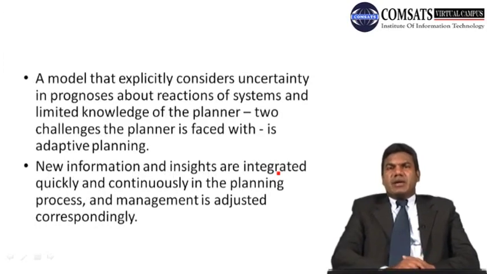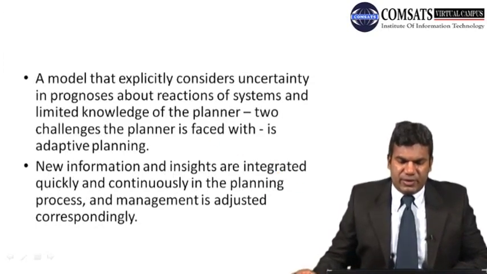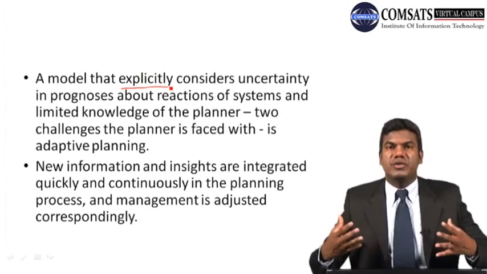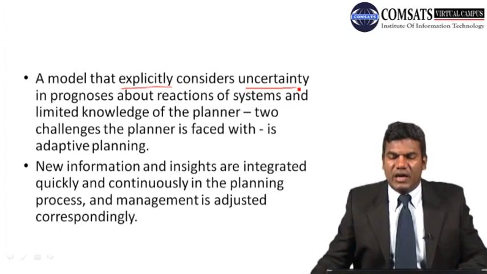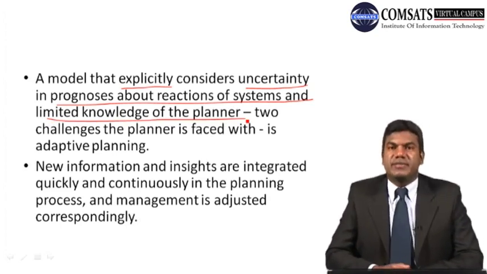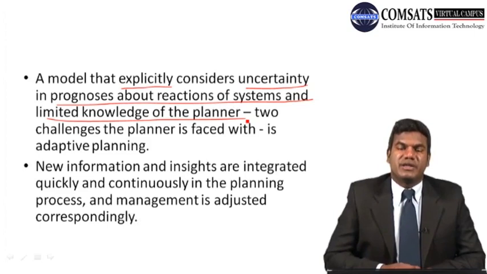Then this planning model, let me just highlight it for you, and then it will give a better idea. A model that explicitly, ठीक है, हम उसको क्या करते हैं, in black and white, that is loud enough to tell you कि जी, considers uncertainty in prognosis about the reactions of the system and limited knowledge of the planner. ये क्या है, हमारे planner के दो challenges हैं और यहाँ पे आपकी कौन सी planning आ जाती है? Adaptive planning आ जाती है.